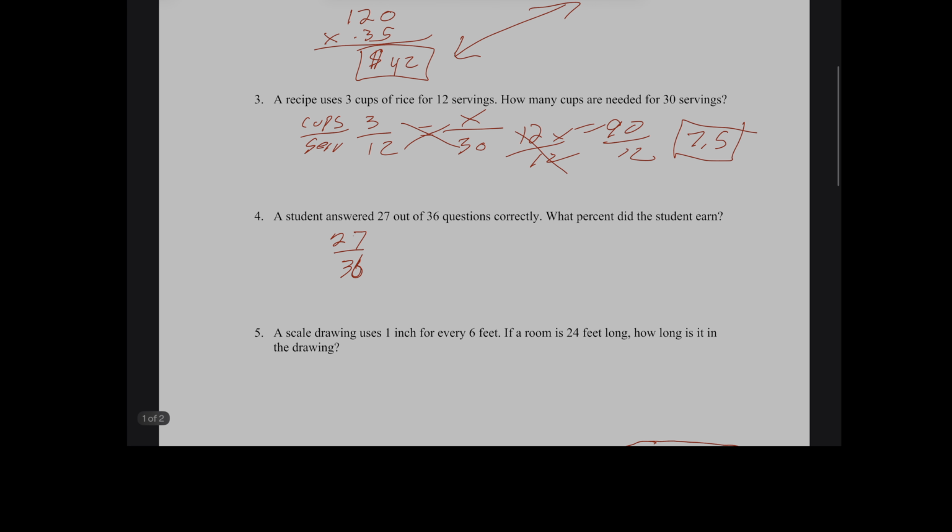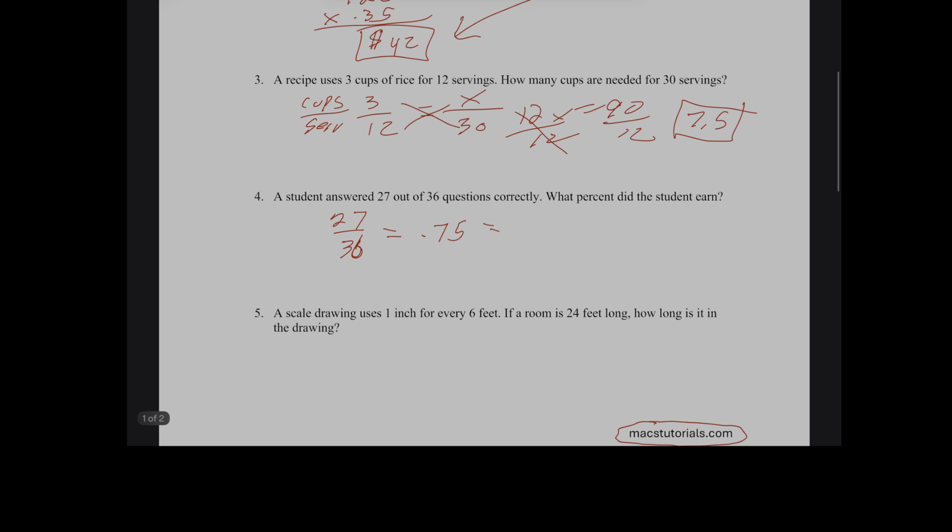So if you did something 27 times out of 36, you just do that division. And 27 divided by 36 is just 0.75. Now remember, that's not a percent, that's just math. So if you want to express it as a percent, you have to move the decimal over twice, and that's when you get your 75%. Okay?